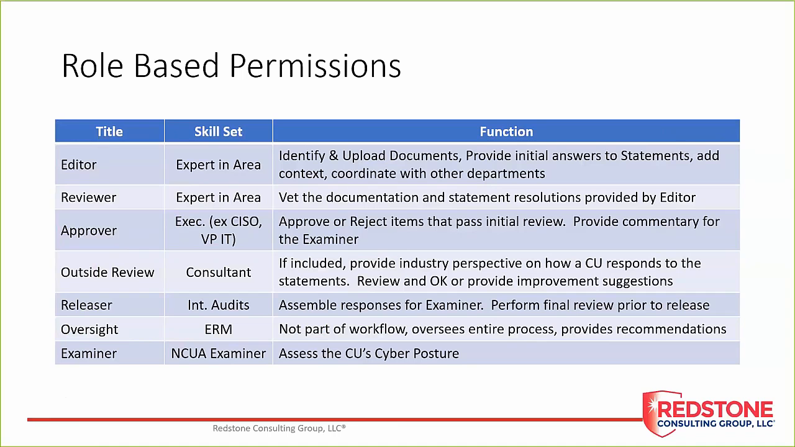There are a number of roles defined in the system. They go from editor all the way down through the NCUA examiner. As I said, the reviewer, approver, and outside review roles are optional for institutions to select on a grouping by grouping basis. And you can see the key role in there. The approver is usually an executive like the CISO or a VP of IT who's responsible for the preparation of the answers. The oversight role can be risk management, can be internal audit, whomever you really choose as the right resources that want that oversight or the releaser role capability.